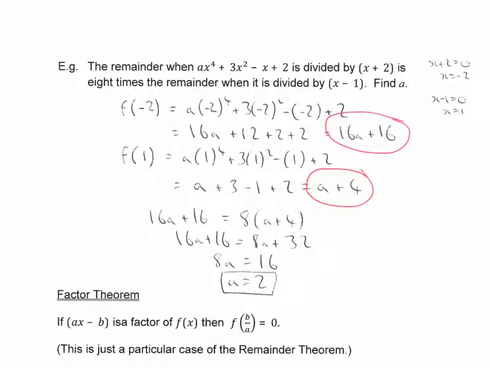You could go back and check this by all means. Go back and actually divide x plus 2 into 2x to the 4 plus 3x squared minus x plus 2. See what remainder you get. You could then divide x minus 1 into 2x to the 4 plus 3x squared minus x plus 2, and the remainders you get should be related by a factor of 8. So let's move further down.